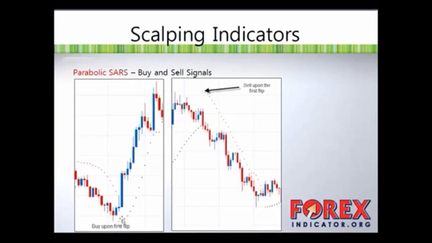How this indicator works is that we usually enter a trade when the dot flips side. You see the dot here, it flips to the bottom, and this gives us a buy signal. You can see buy upon first flip, and the price moves up, and this is the profit. Take a look at this picture here. You can see the dot is initially below. As it flips above the candle, it gives us a sell signal. If you enter a sell trade here, you can see the profit that you're making. And this is how powerful the parabolic SAR is.